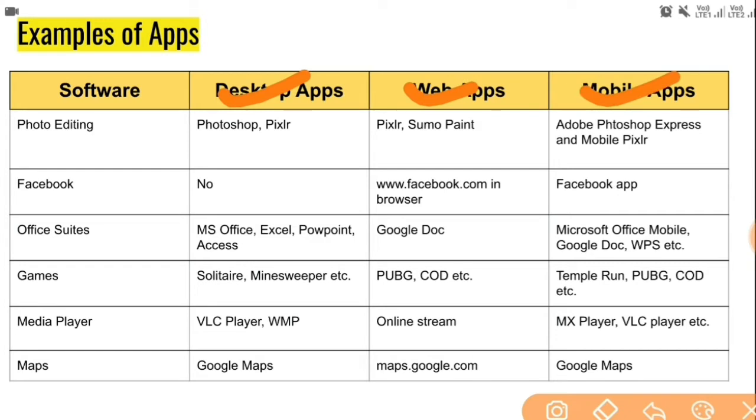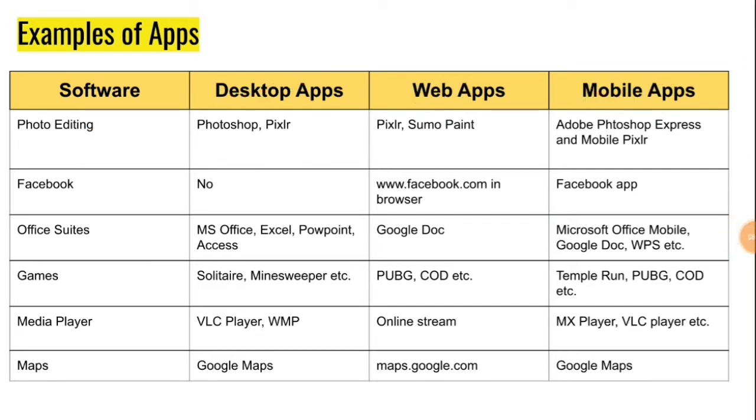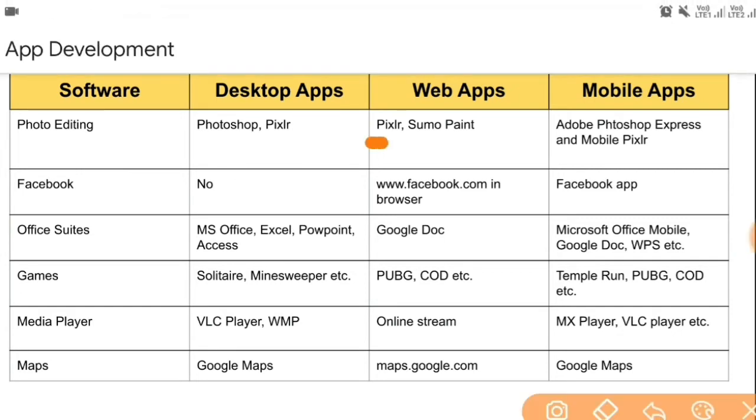The first app that we are going to discuss is photo editing software. In this software there are some desktop apps, some web apps, and some mobile apps. First we are going to discuss desktop apps. It contains Photoshop and Pixlr. Photoshop is a photo editing software and it runs on your desktop, and Pixlr is also a photo editing software which runs on desktop. For the web apps, for photo editing software we need two apps, like Pixlr and Sumo Paint.